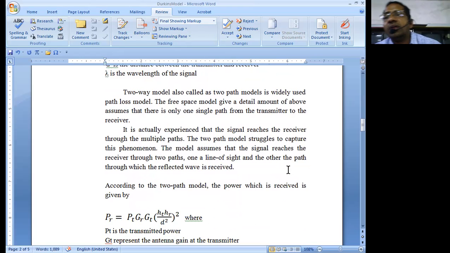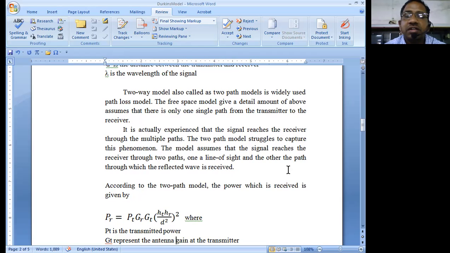Practically what happens is the signal reaches the receiver through multiple paths, not a single path or two paths. But while analyzing the system, we first analyze the system with no obstacles, the single path system, then next the two path model, three path models, and so on up to n path models. So the two path model is going to be the most primitive model among all of these.